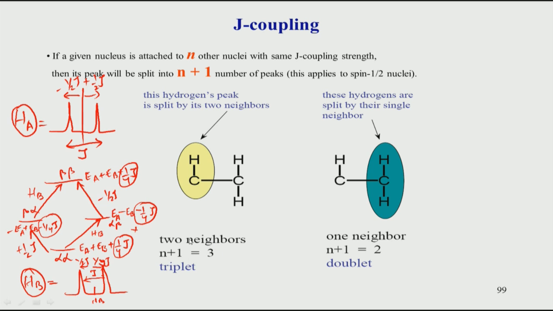This is what is shown here: in this particular case, the yellow color hydrogen gets split into 3 peaks because of 2 neighbors. So, n plus 1 is equal to 3. So, the hydrogen shown in yellow color shade will appear as a triplet. Now, what is a triplet? It is 3 peaks, and what is the relative intensity?